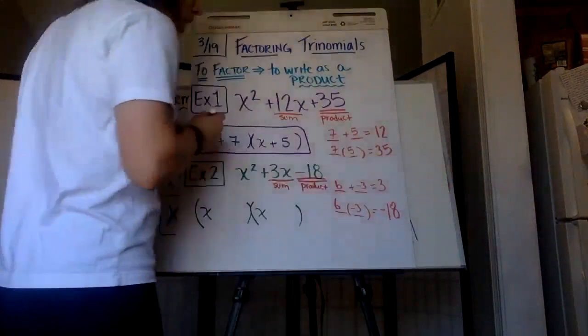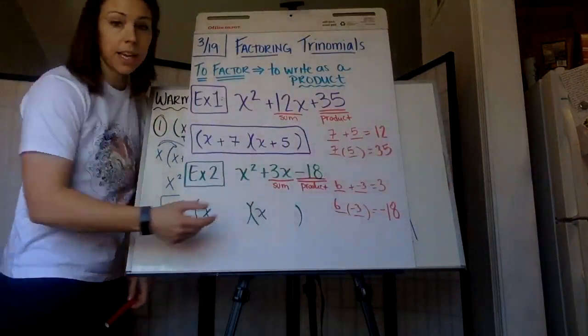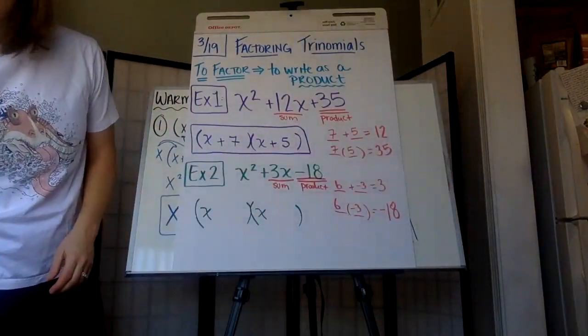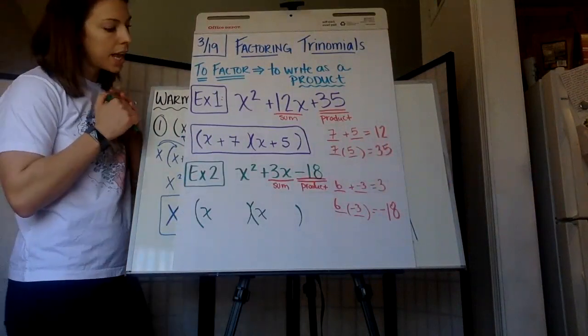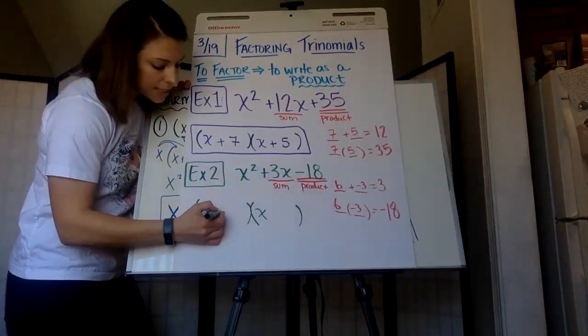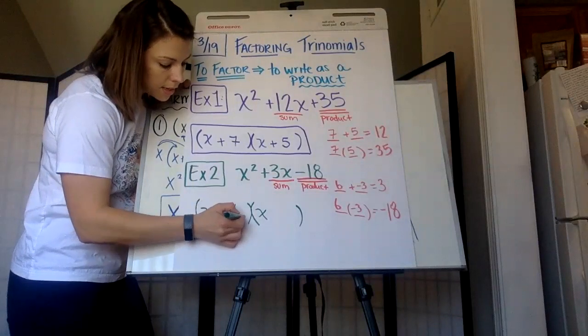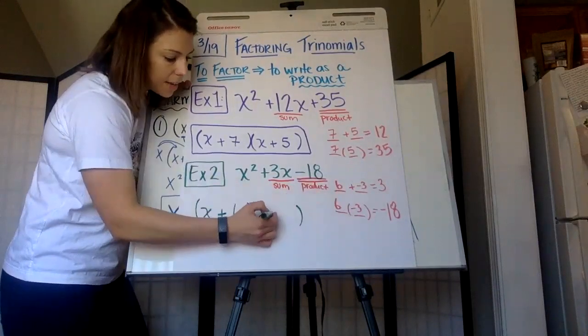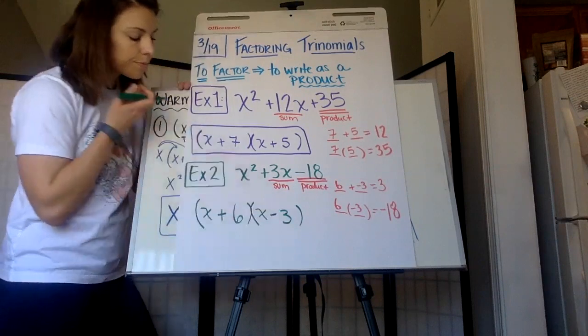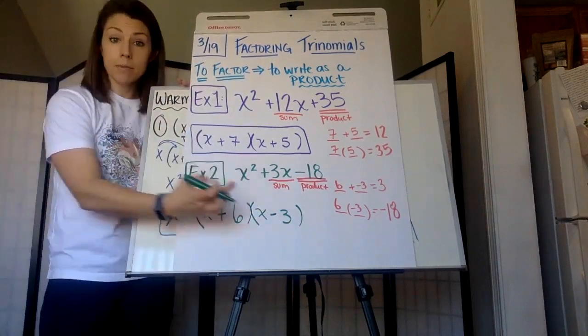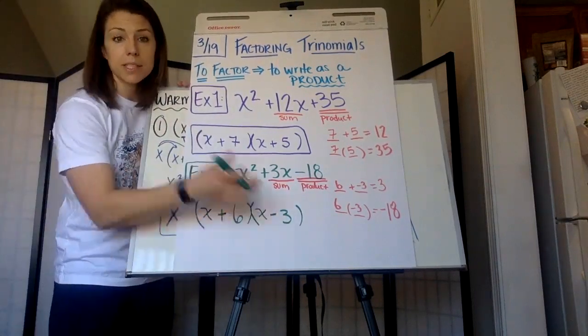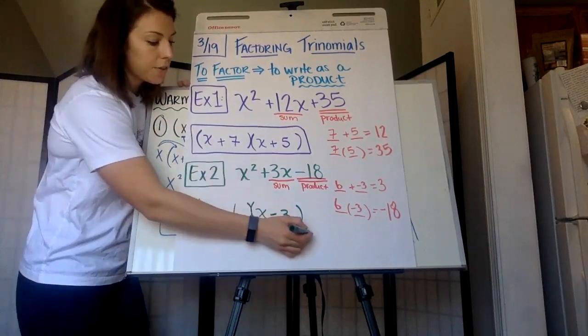If you remember, those are the second terms in our binomials. So again, we come over here and we're gonna put +6 and -3. And again, -3 could have gone first, +6 could have gone second. That's our answer.